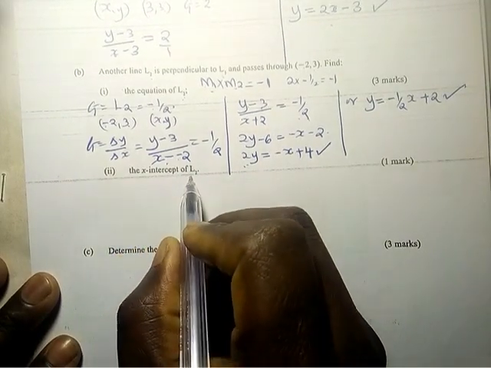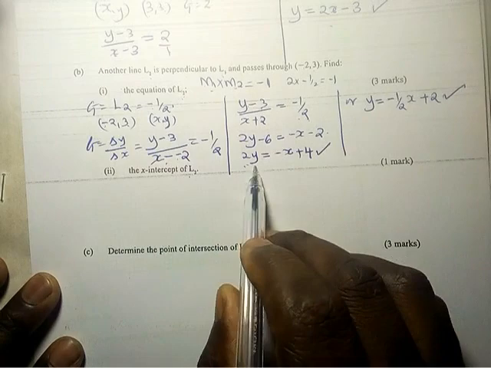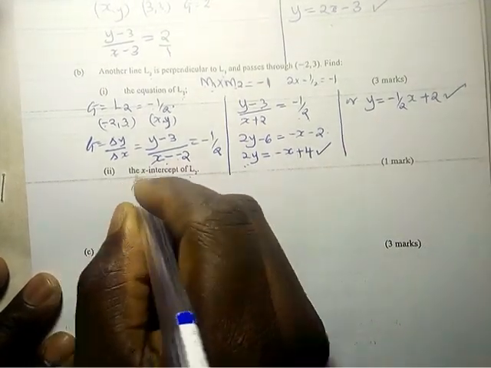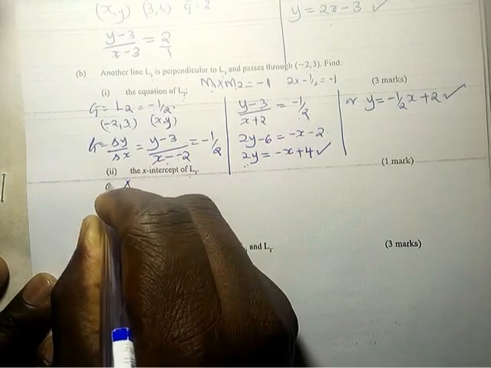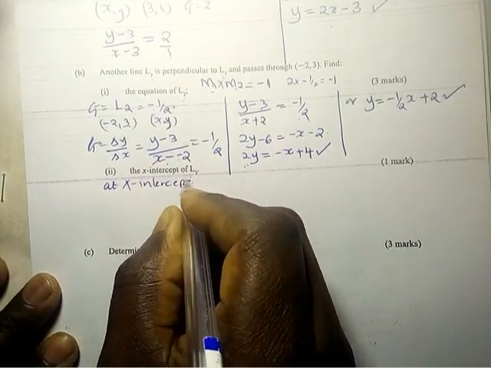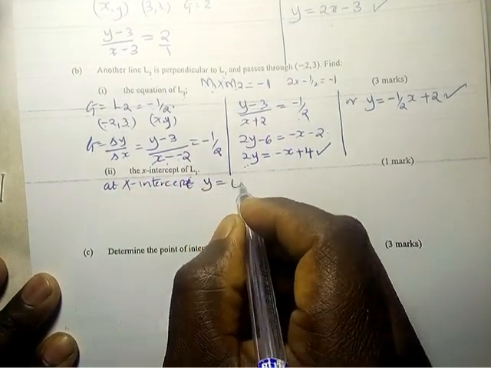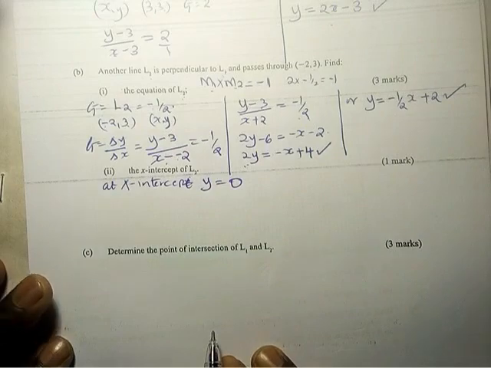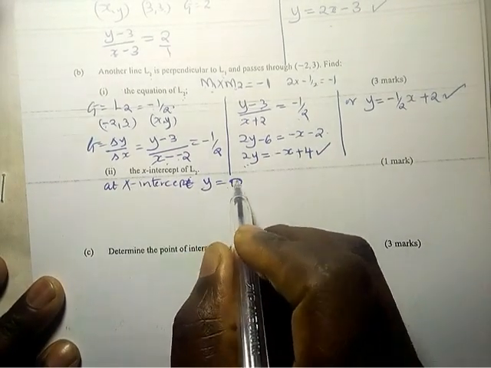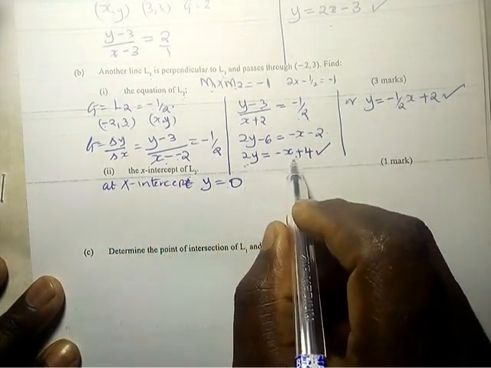The x-intercept of line 2. Now we have the equation of line 2. You can use this or this. At the x-intercept, y is equal to 0. At the x-intercept, y is always equal to 0. So you substitute y with 0 in this equation or that equation. Let us use this one in a fraction.